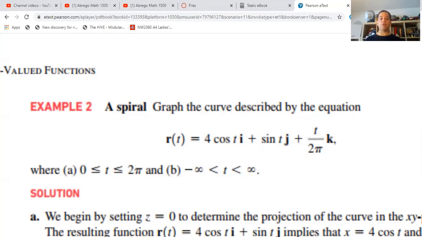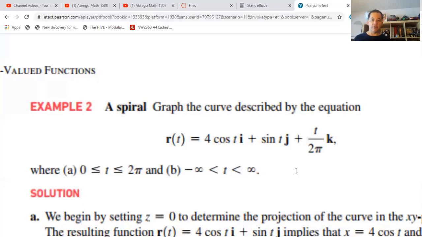Okay, so that's what we want to do here. We want to graph this curve. Let me put it over here. So it's r of t equals, I'll write it first with the i, the j, and the k, and then I'll show you the alternative way of writing it, t over 2 pi k. And it has two possibilities: a, if t is between 0 and 2 pi, and b, if t is between negative infinity and infinity.